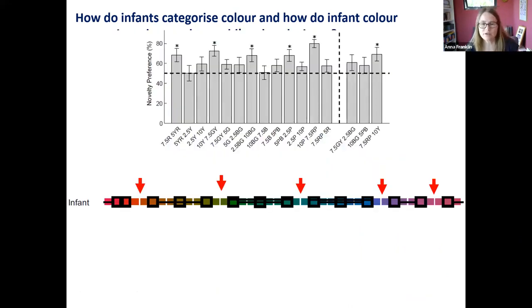So here are the novelty preference results that we get. In a nutshell, we find that infants distinguish hues on this task in their recognition memory at certain points in the colour spectrum. Those we'd call the category boundaries. But in other regions, even though the colours are very different and we know that infants can discriminate them on other tasks, when we test them with this memory task, they treat those colours as if they're equivalent. So you can see this categorical structure forming.